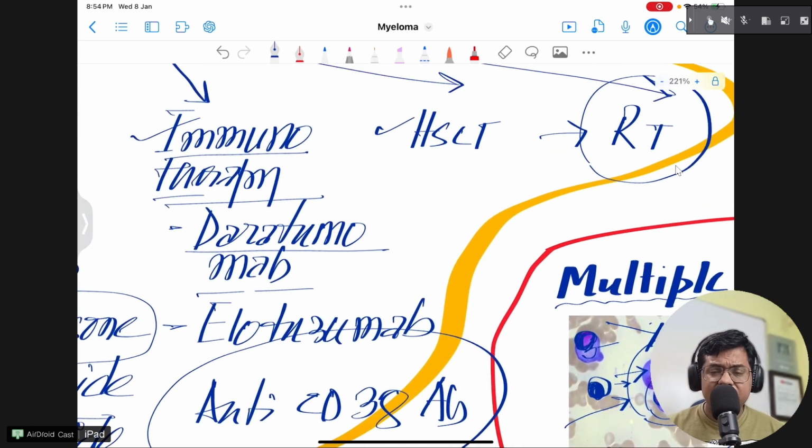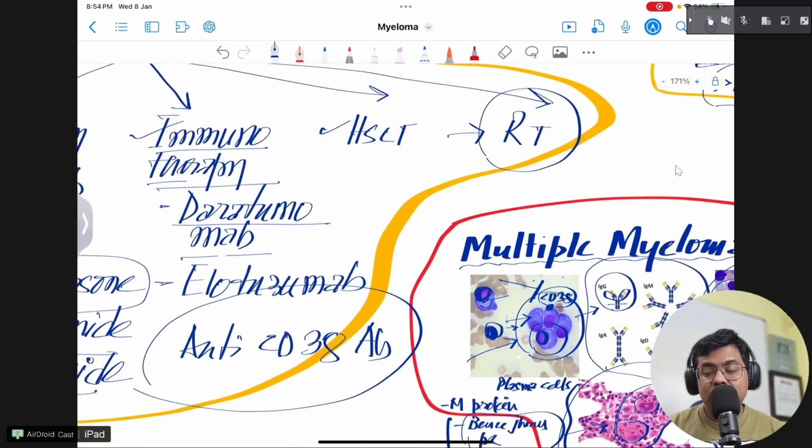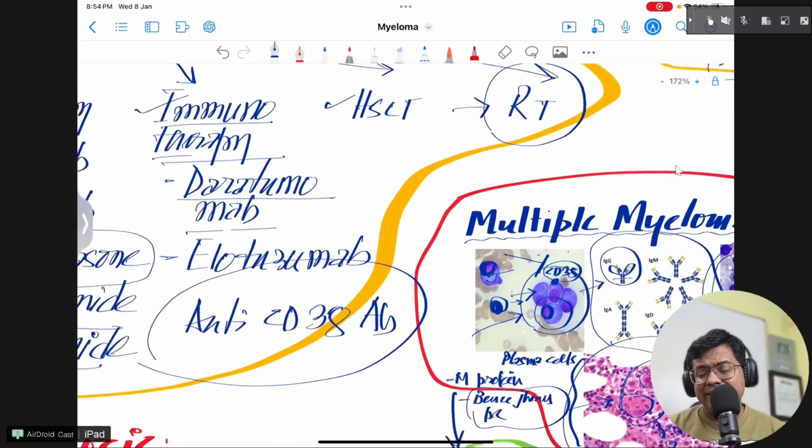Immunotherapy has some advantages and also some drawbacks. One of the major advantages is that it is tumor specific. That means the side effects are much less, and also it controls the disease to some extent in a better way. There is another monoclonal antibody, that is elotuzumab.